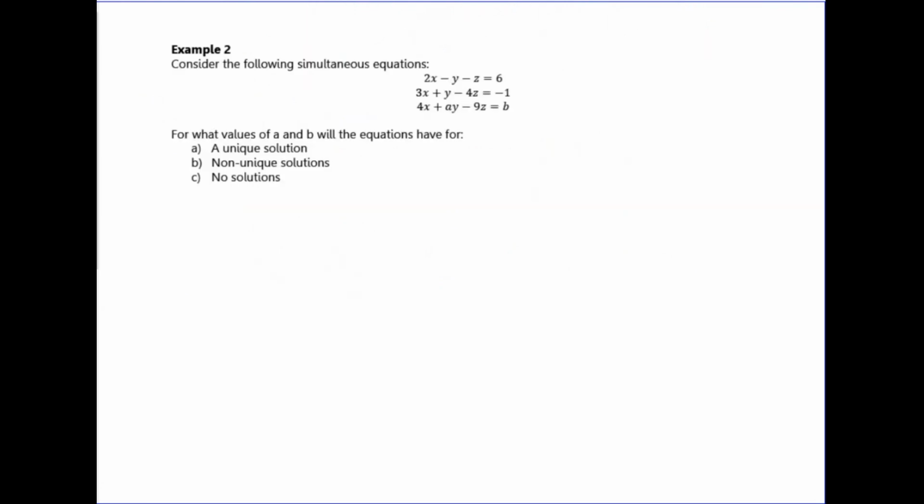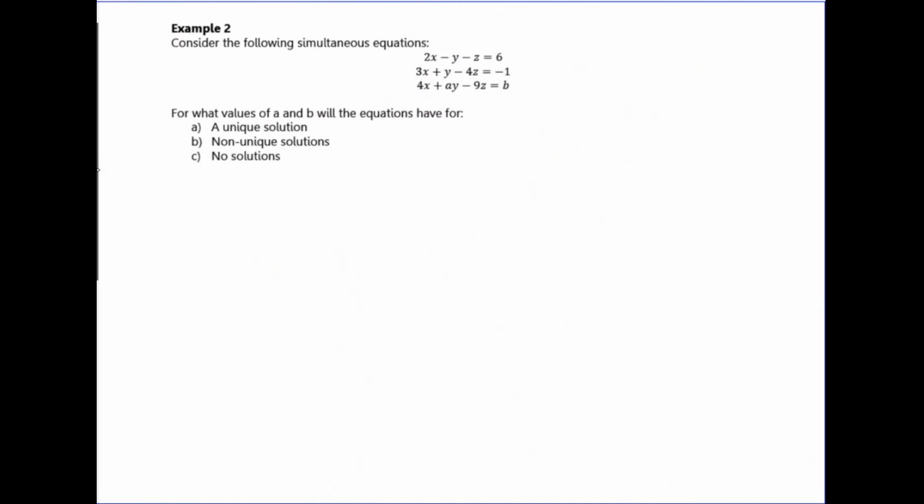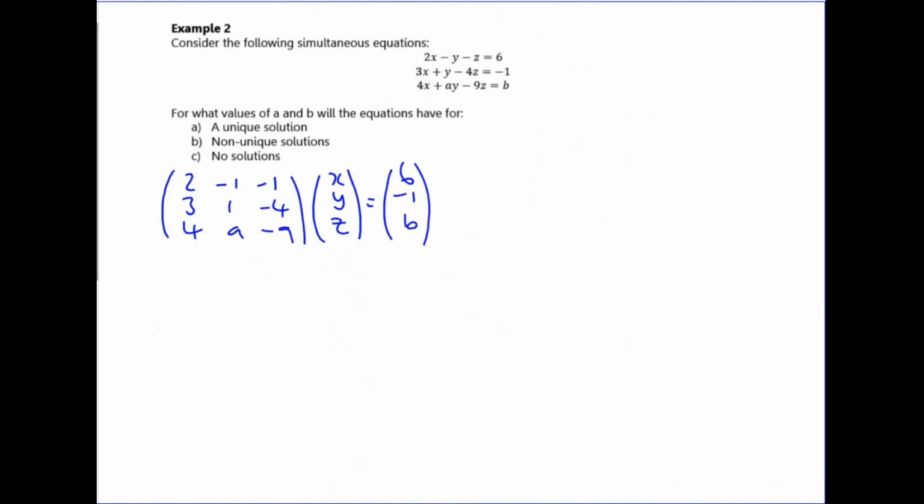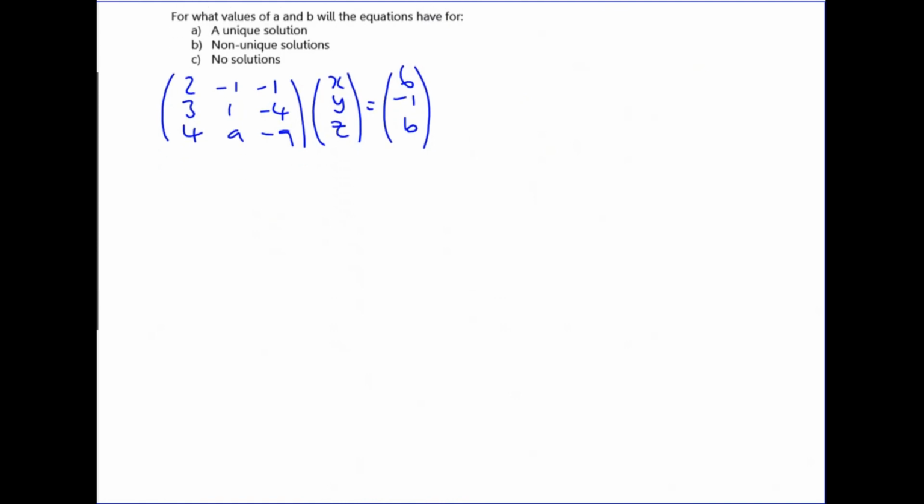So this one's got some A's and B's in it. It wants us to work out what values of A and B the equations will have a unique solution, non-unique solution, and no solution. Set this up with the matrix equation first. So 2, minus 1, 2, 3, 4, 5, 9 times x, y, z equals 6, B. Make sure your B looks different to a 6.